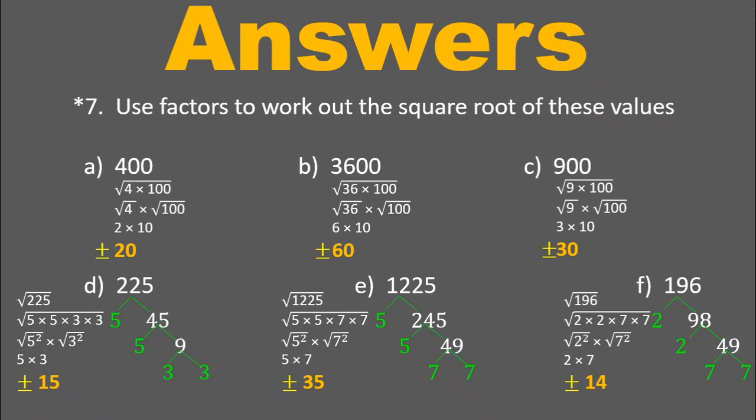Now, I've shown you every step of my working to make that really clear for you. But I'm sure that most of you now have got the idea of this, and you can probably just do your factor tree, see your prime factors and say, pairs of this number, pairs of that number. My square root must be the product of 2 times 7.